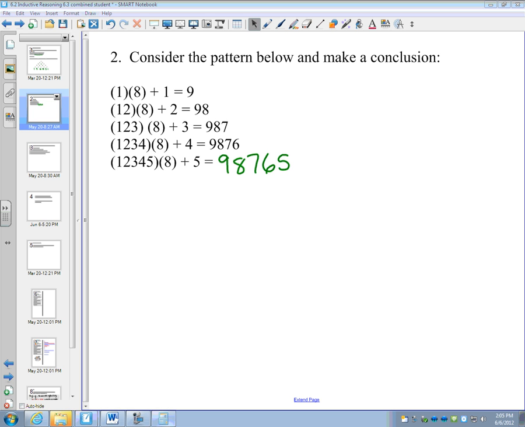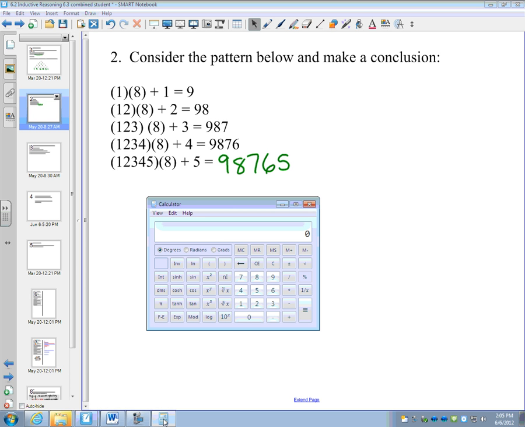Let's check using inductive reasoning. Let's check if that's correct. So it's 1, 2, 3, 4, 5 times 8 plus 5. 98765. Pretty cool. Inductive reasoning.